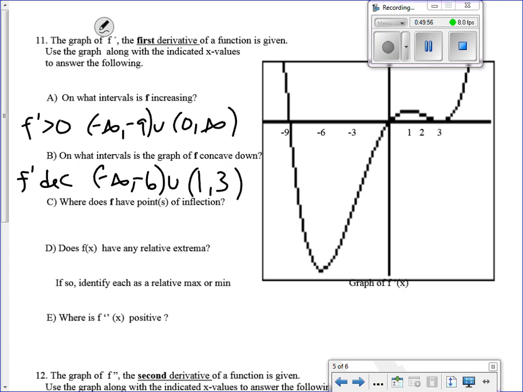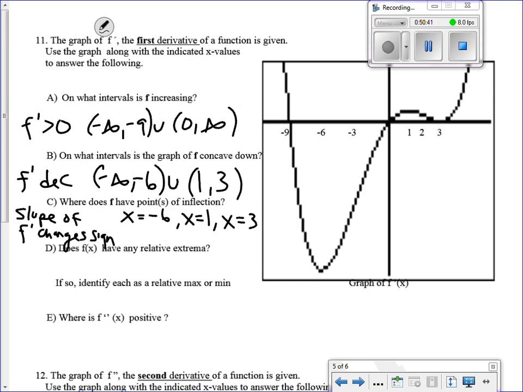Where does the function have points of inflection? A function has points of inflection when the second derivative changes sign. So when the derivative of the first derivative changes sign, when the slope of the first derivative changes sign. So when the slope of f prime changes sign, or in other words, when f prime has a relative max or min. That's going to be at x equals -6. You can see its slope would go from negative to positive. At x equals 1 it has a relative max. And then again at x equals 3, it has a relative min, so the slope's going from negative to positive.